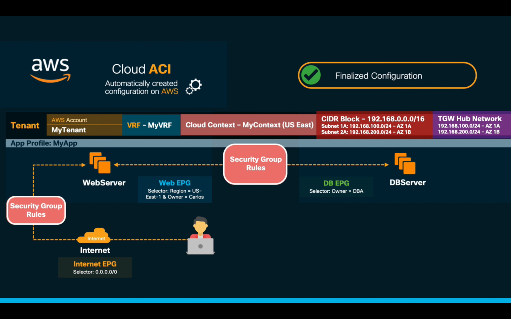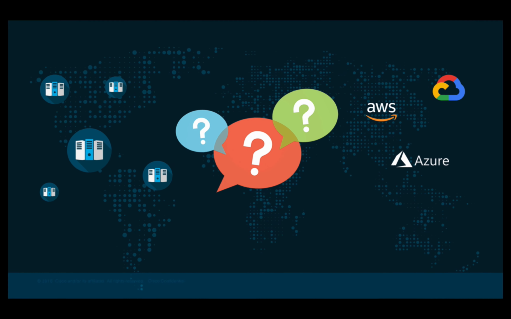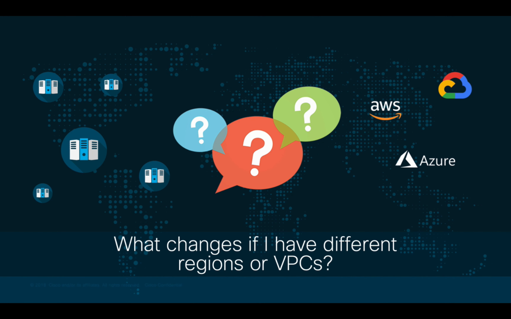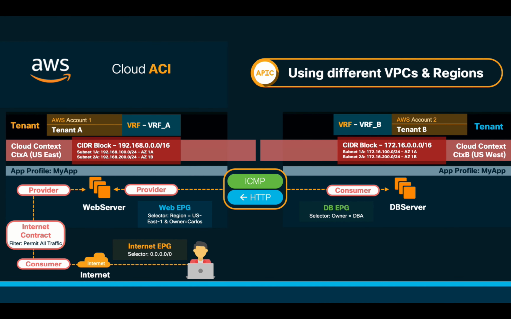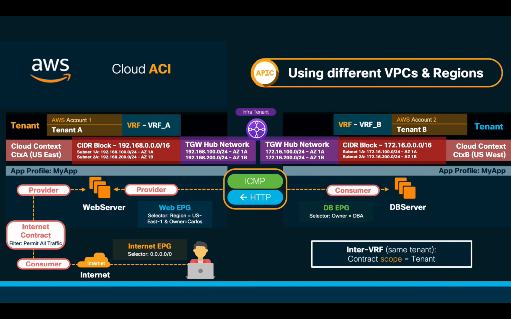However, you may be wondering what changes if I have to communicate multiple tenants, regions, or VPCs. Well, the great news is that it all stays pretty much the same. You just have to account for different site blocks and subnets for each VRF or tenant, and define contracts that have a tenant or global scope depending on your need. If you need a single tenant and multiple VRFs, a tenant scoped contract should do. However, if you want to communicate different tenants, just build your contract in the common tenant and define its scope to be global. The rest stays pretty much the same and will also be fully automated for you.